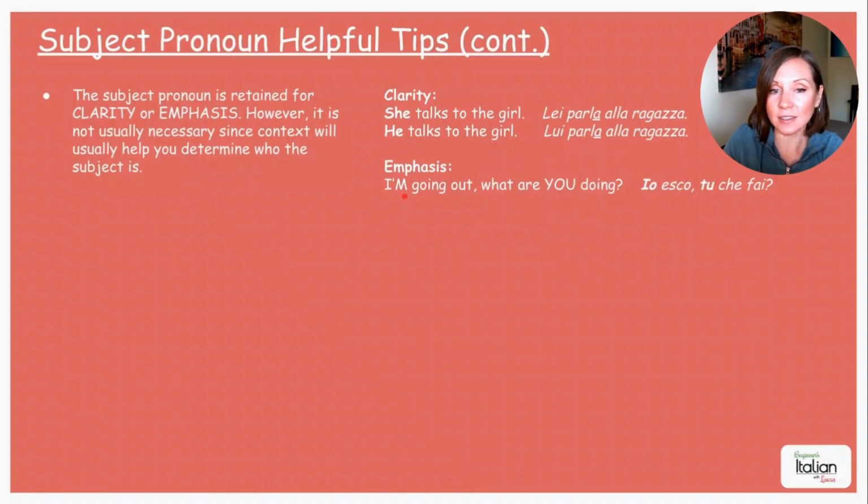And then for emphasis, I'm going out. What are you doing? Io esco. Tu che fai? Okay, so we're emphasizing the I and you in this case. So in this case, you would leave them in.